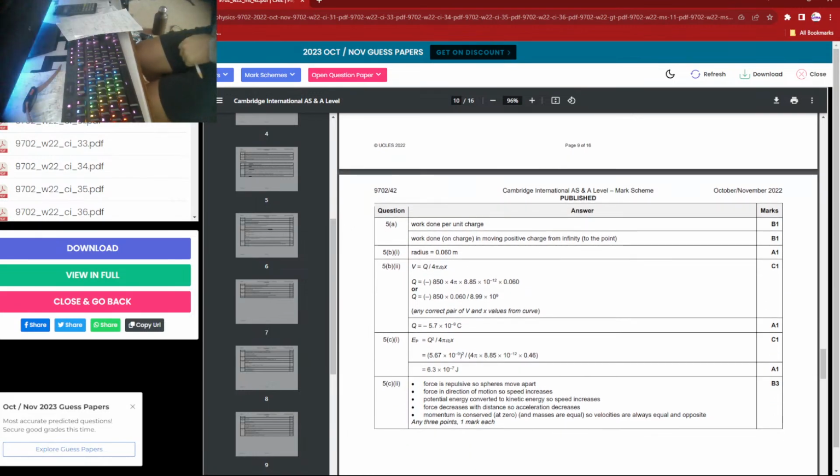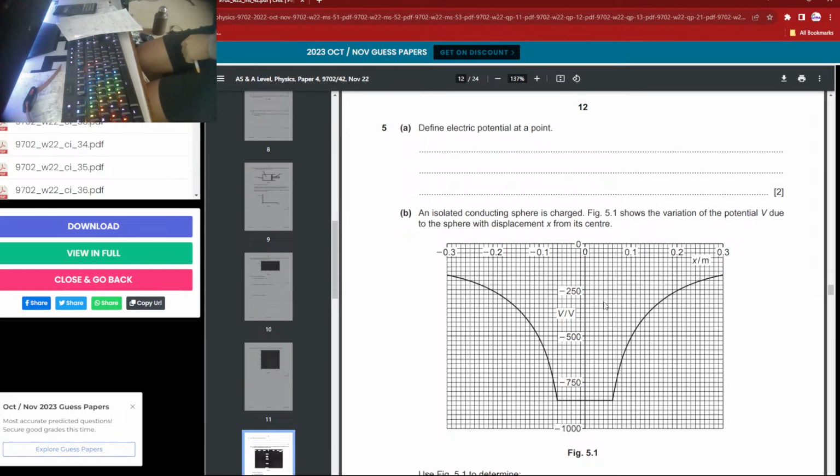Next one, the radius is 0.06. As long as you are in the radius, you wouldn't really get a change in the electric potential. So electric potential is constant, like a circle. As long as you are within the radius, in the circle you wouldn't get a change. But once the distance is further away from the circle, then you would get a decrease in electric potential. Sorry, increase.